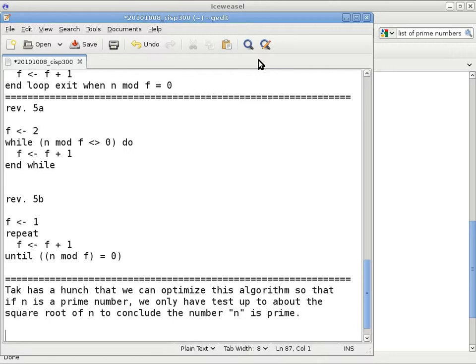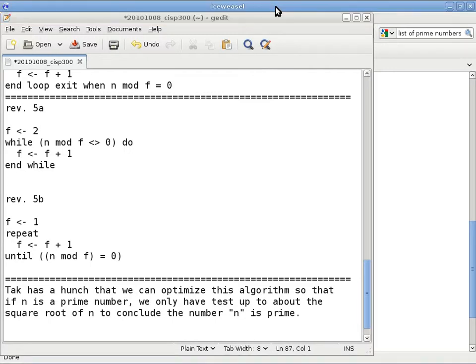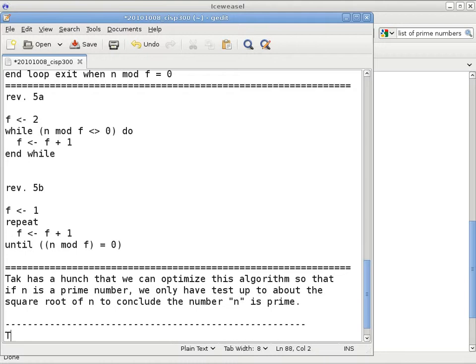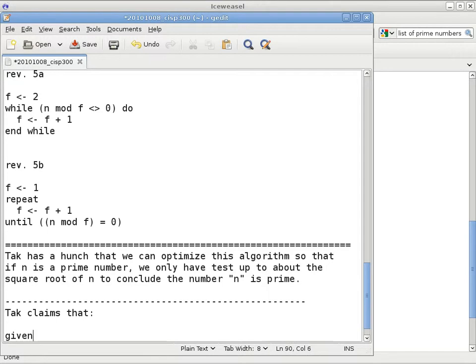I will not use all the math notations, but I will get into enough of the math notations just so that it is not ambiguous. Okay. TAG claims that given two integers, a greater than 1, b greater than 1, define the product as n. So we say that n equals a times b.